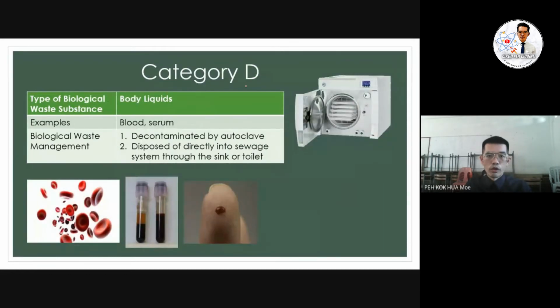Okay, for category D, we have the waste of body liquid. The examples here are blood and serum.